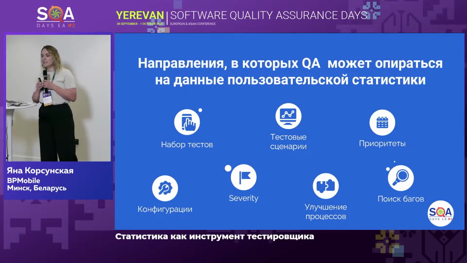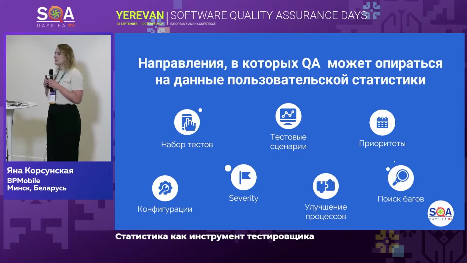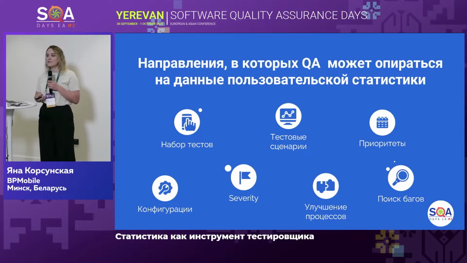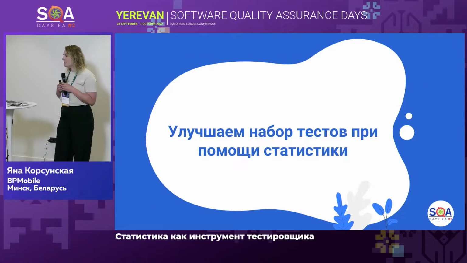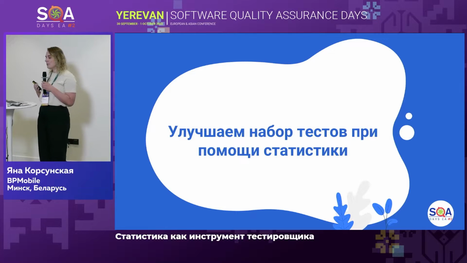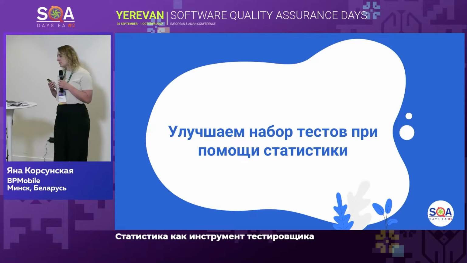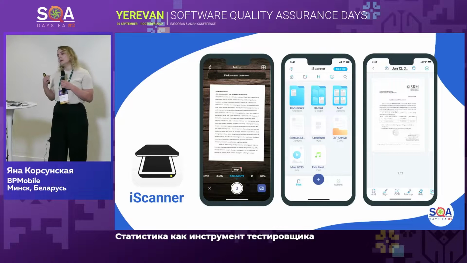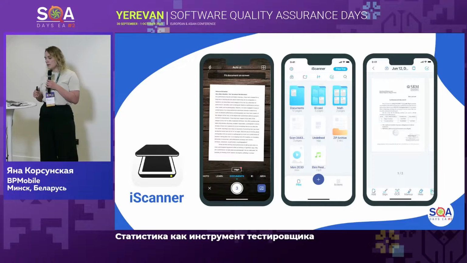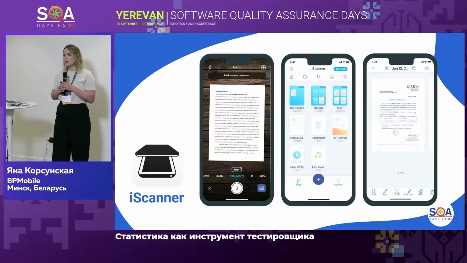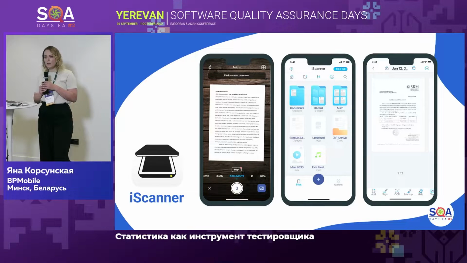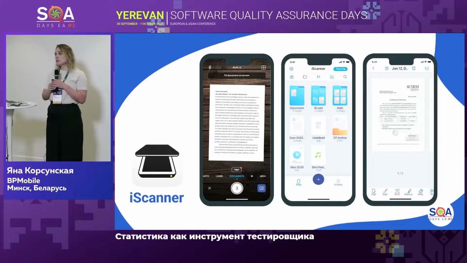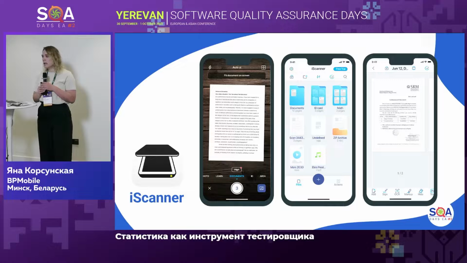Not all of them are usable for statistics, but we'll try to cover at least some of them. We'll start with the first direction: improving the set of tests using statistics. I'll give you an example. This is one of my projects. I work with mobile apps. Therefore, most of my examples are from mobile testing, but it can be used anywhere.